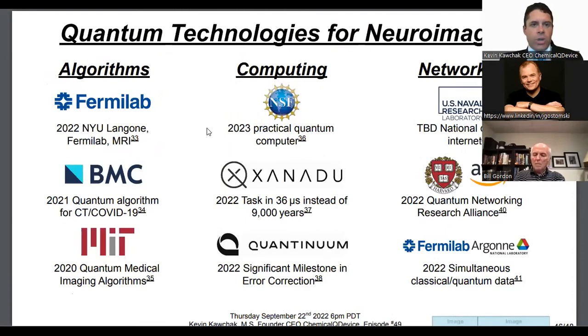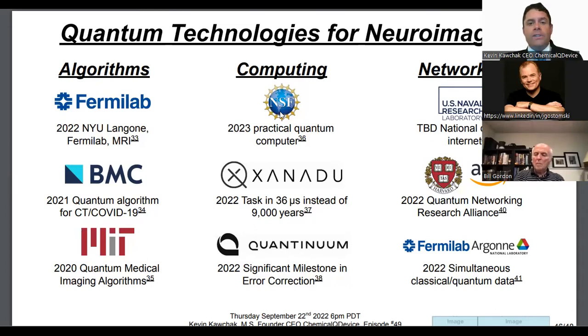I shared this last week, but this is not happening in a vacuum. There are algorithms, and I shared this before. Fermilab and NYU Langone are working on making better MRIs. And if you read the article, it's quite interesting. Read it all the way to the bottom. BMC with algorithms for CT COVID, MIT. This is a big one. This is dealing with reconstruction. So basically the second step, which I'll show you again.